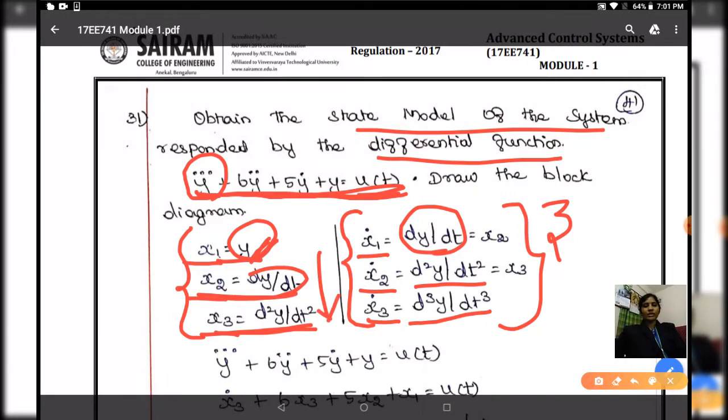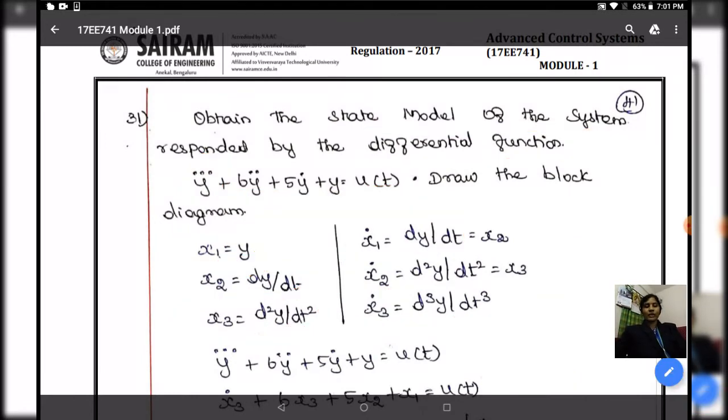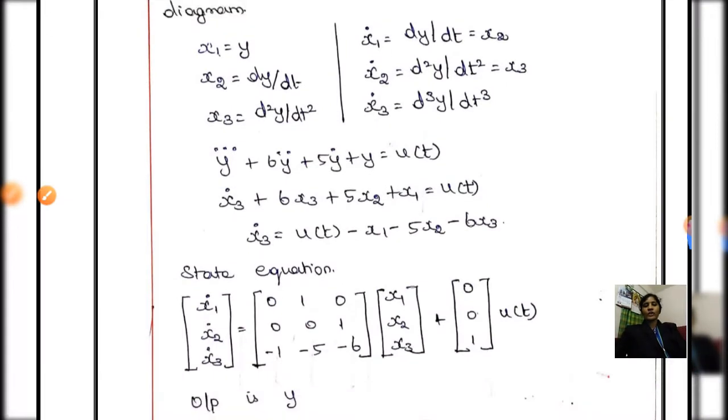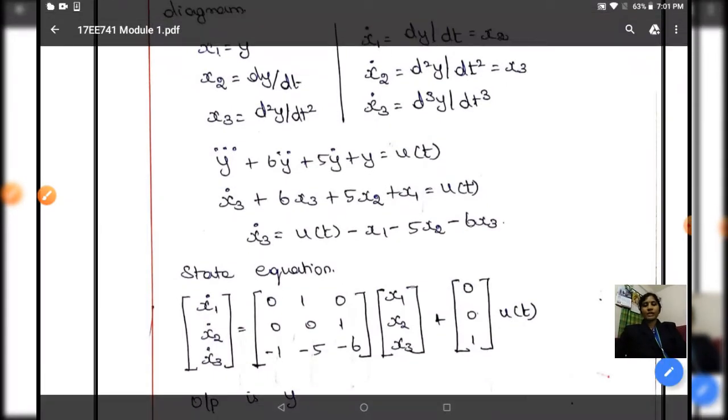So the first variable will be your system variable. The other state variables are the derivatives of your system variable. Once the state variables are written, you have to replace the physical quantities by means of your state variable quantities. So when you replace them, you will get y triple dot.